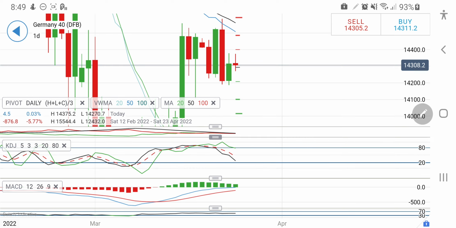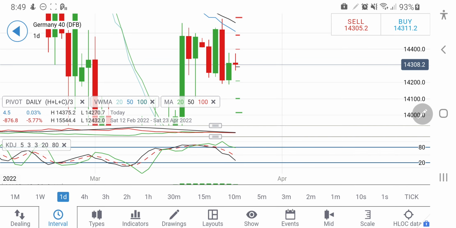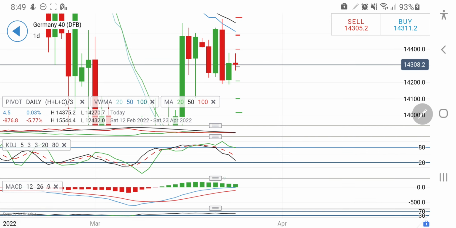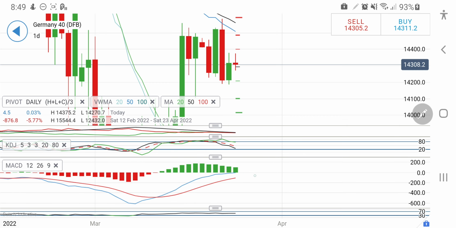And MACD is looking downwards, probably trying to enter into oversold position, and stochastic and MACD trying to converge and crossover. So this is all for Germany 40 and global markets and commodities.